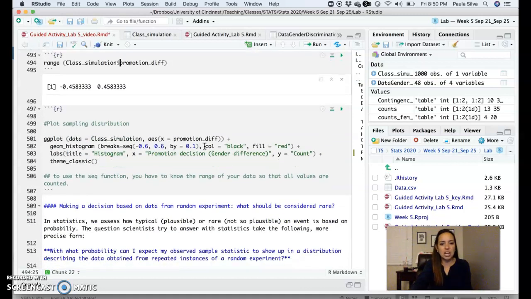Now let's plot the full distribution. So ggplot is taking class simulation as the data set it needs to look at. It's putting promotion difference on the x-axis, and then it's plotting from negative 0.6. We actually don't need negative 0.6 in this particular simulation, so we can go from negative 0.5 to 0.5. If you don't want to change, that's fine. It just can't be less than the extremes in the data. And we're putting our little titles as you've learned from before.